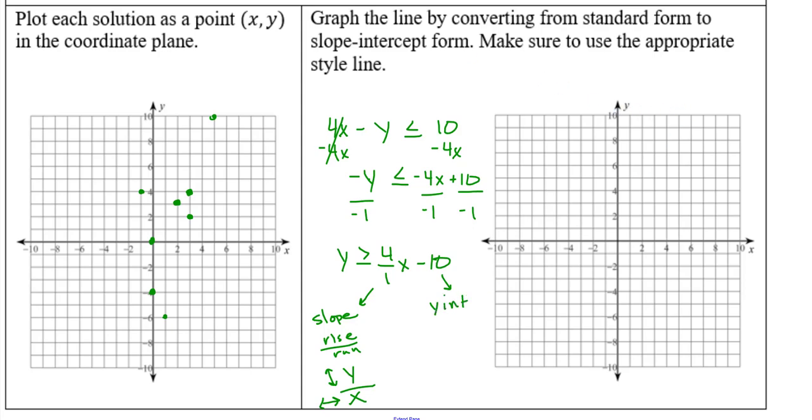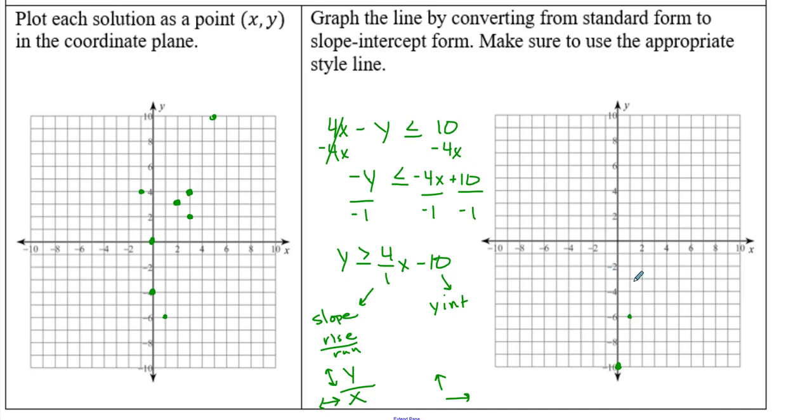Let me just highlight this for you. Remember, we always start on this y-axis. So this y-intercept is always going to start on this up or down line. Make sure you are doing that. Okay, so let's go ahead and plot this. We have negative 10. That's going to go right here. And then our slope is positive. So positive means we go up and to the right. So we're going to go up 4 units and to the right 1 unit. So 1, 2, 3, 4, and then to the right 1.